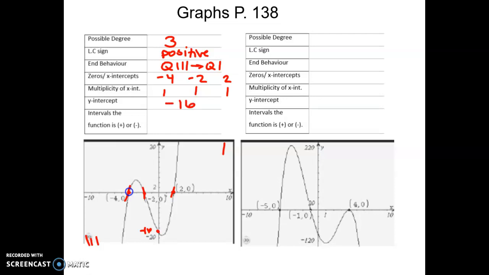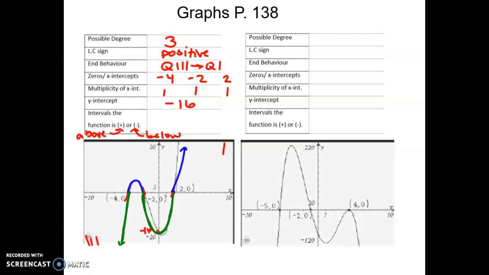Now this is something new. Okay, we're going to talk about positive intervals and negative intervals. What a positive interval means is that your graph is above the x-axis. So positive means above, so just try to squeeze that in there somewhere. Positive means above, negative means below the x-axis. So positive is above, negative is below.